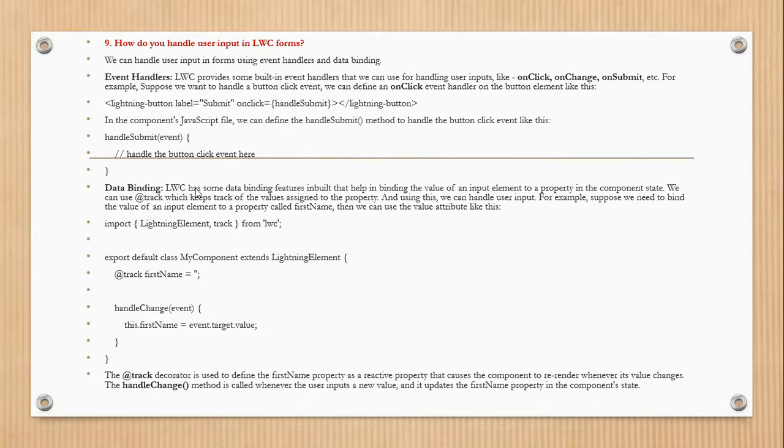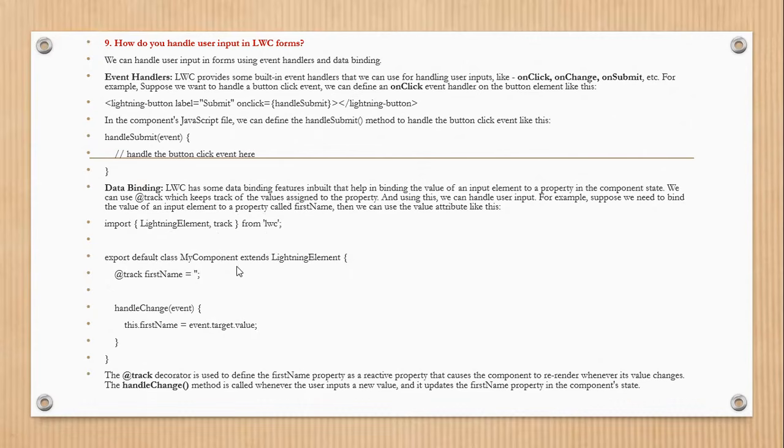Data binding in LWC. Data binding is the feature that helps bind the value of an input element to the properties in the component's state. We can use @track to keep track of the value assigned to the properties, and using this we can handle users' input. For example, suppose we need to bind the value of an input element to a property for the first name, then we can use the value attribute like this and import LightningElement, track from LWC.